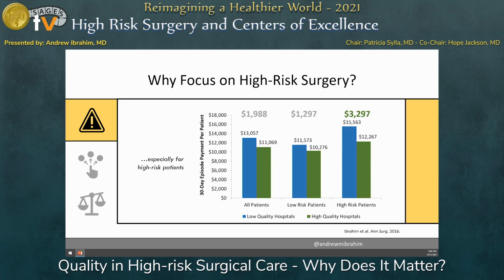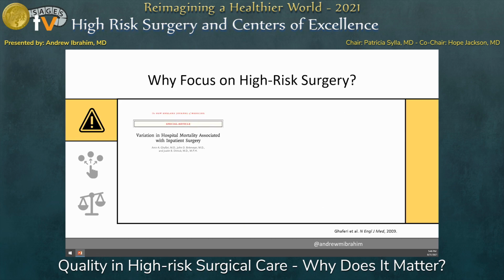And when you put those together, a combination of high-risk cases and a lot of money, it's particularly noticeable for high-risk patients. So you see there the difference in episode payments for high-risk patients at low and high-quality hospitals. You can start to get a picture. These are high-risk cases, it's costing a lot of money, and there's a lot of variability, which gathers a lot of interest. And what probably made it most exciting was this work almost a decade ago by Dr. Ghaferi that tried to examine why there is so much variation in mortality for these high-risk procedures.